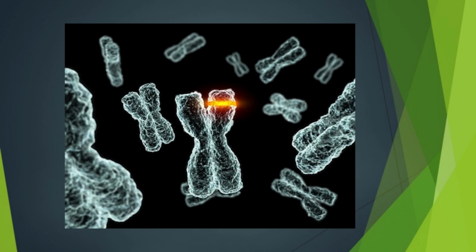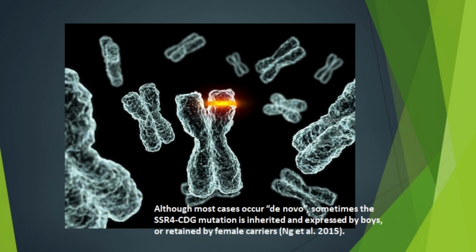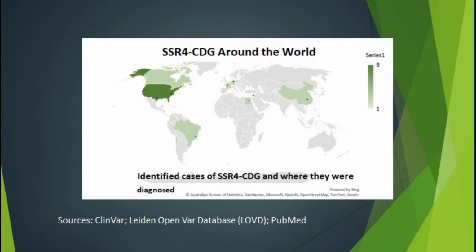As the SSR4 gene is located on the X chromosome, SSR4-CDG is an X-linked recessive disorder, and all males have only one copy of the defective gene. Female carriers of the defective gene can also show mild symptoms associated with SSR4-CDG. 15 males have been reported with a confirmed diagnosis of SSR4-CDG as of May 2023. There are likely to be unreported others.